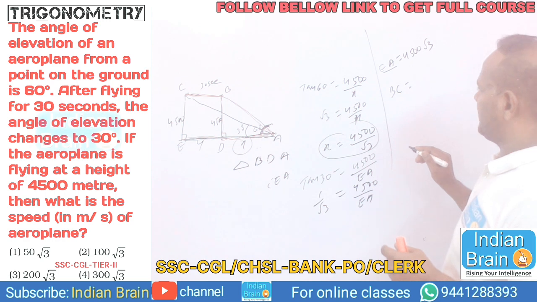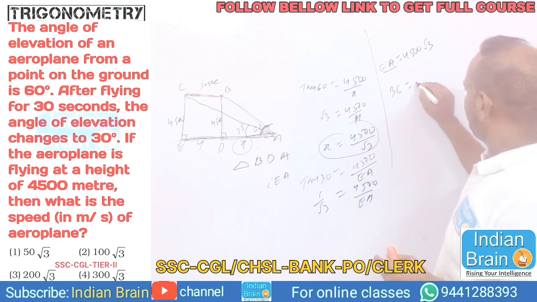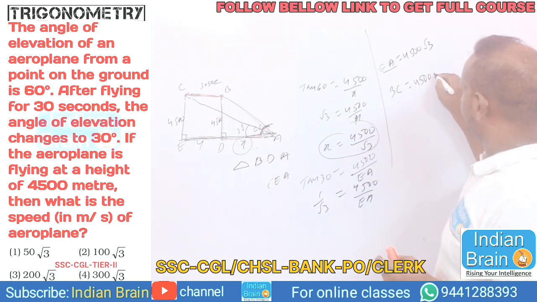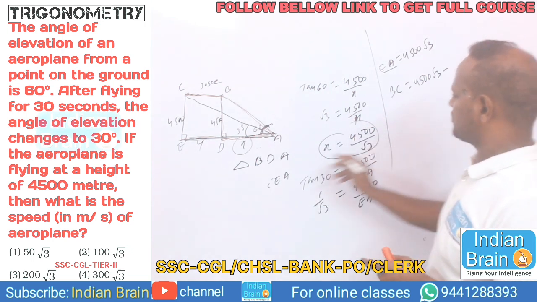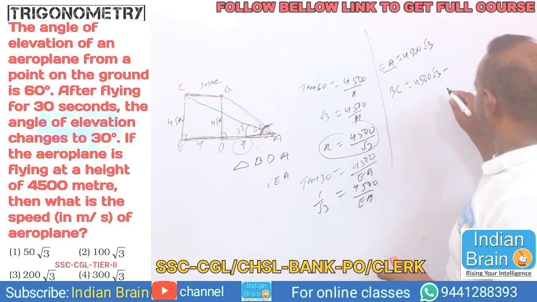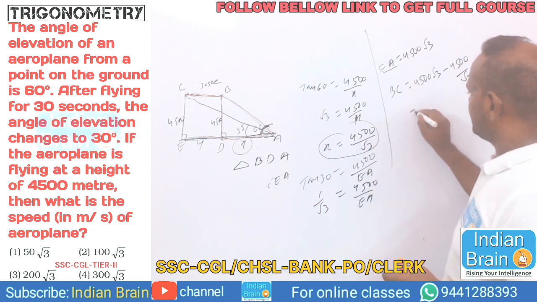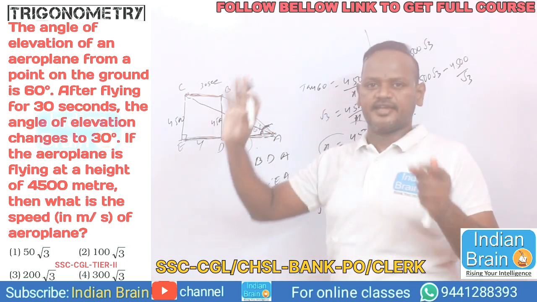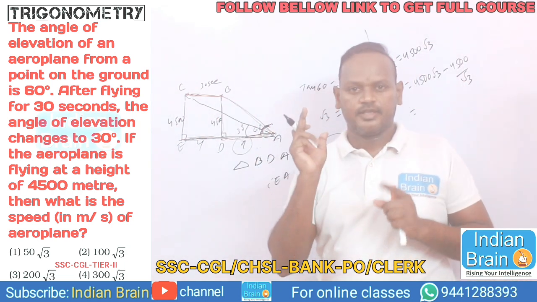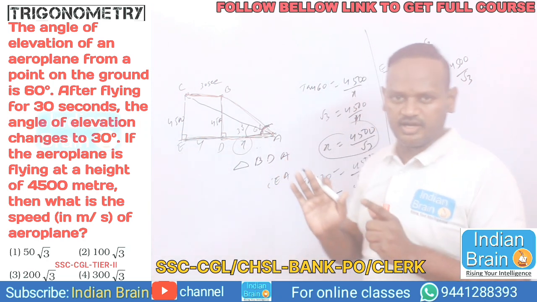BC is nothing but this. What is the EA value? 4500, right? 4500 root 3 minus what is the portion of DA? The DA value is nothing but X. X is nothing but 4500 by root 3. This is the exact distance traveled by the aeroplane in 30 seconds. That is nothing but BC. Clear cut story, right? Don't confuse.